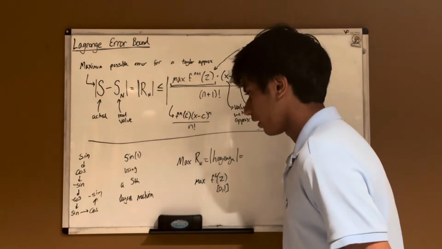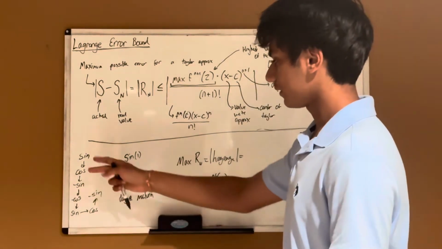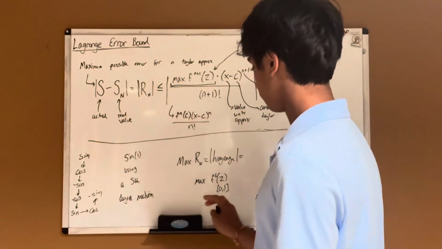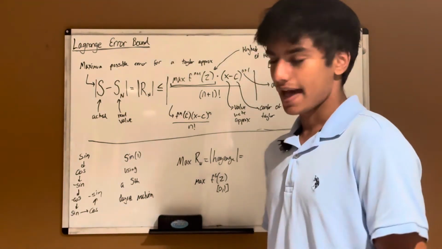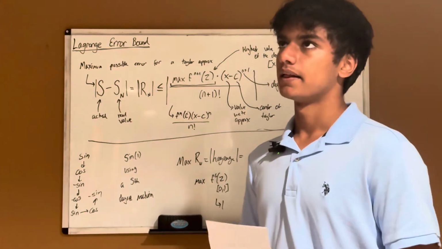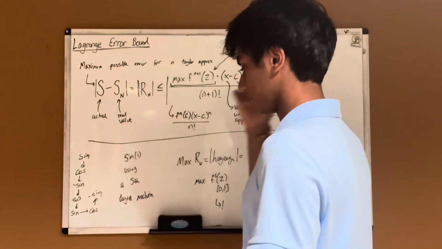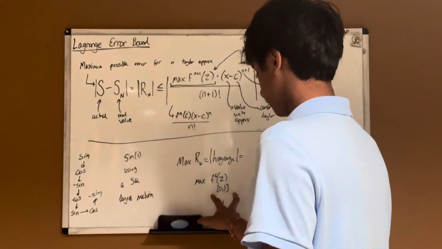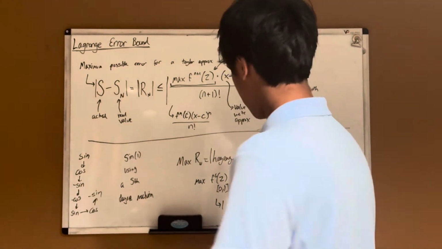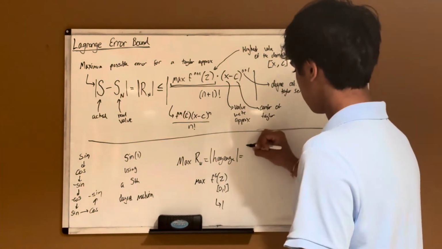Now we want to find the max value. Actually, we didn't have to do this. Think about it: we have sine and cosine. The max value on the range 0 to 1 of any derivative has to be 1. Because sine has a maximum at pi over 2, and cosine has a maximum at 0, and this is in the interval 0 to 1. Therefore, the max has to be 1.